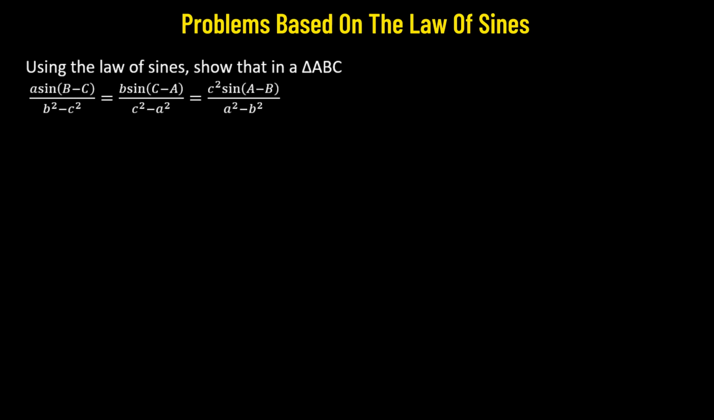So in this problem, we are given a triangle ABC, and using the law of sines, we need to show that the ratios are equal to each other. So let us begin.